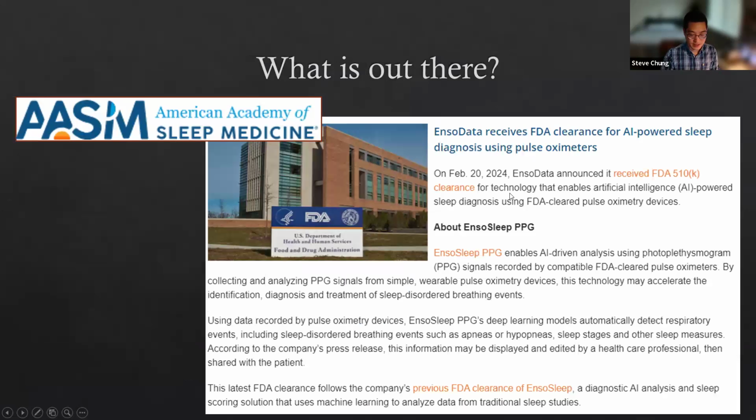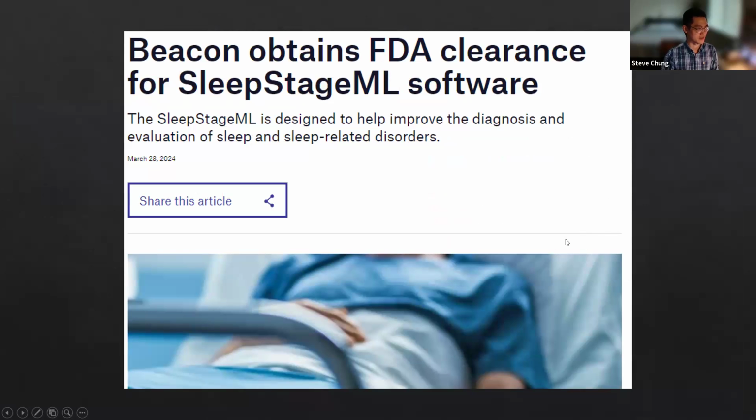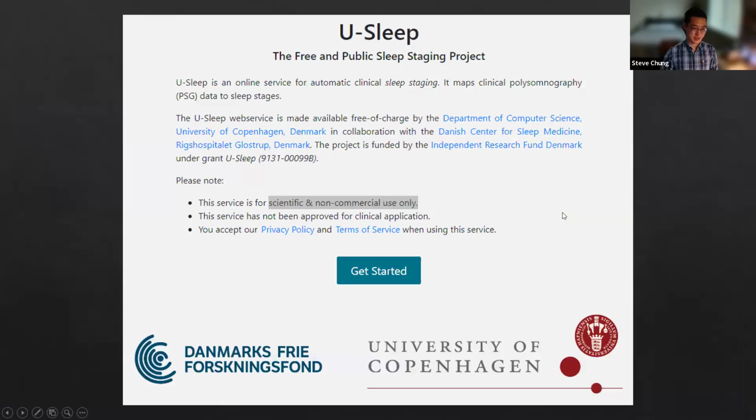So far, when I looked into AASM and the FDA, there's pretty much two that I'm aware of. Enso Sleep is the first AI-powered pulse oximetry that is available to detect these respiratory events. There's also something called Sleep Stage ML by Beacon. But there are other publicly available software that are not FDA approved, and one of them is called U-Sleep.